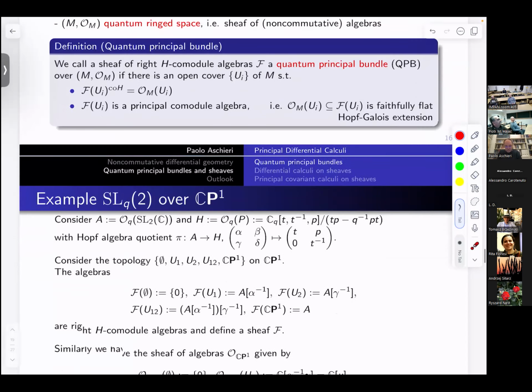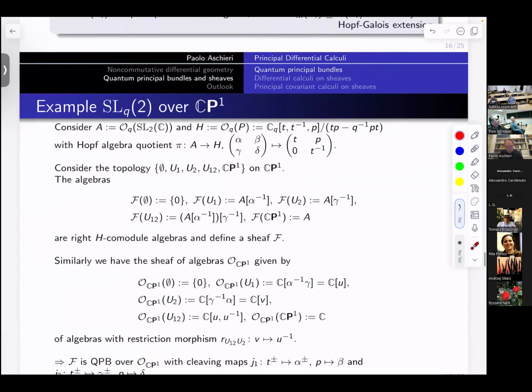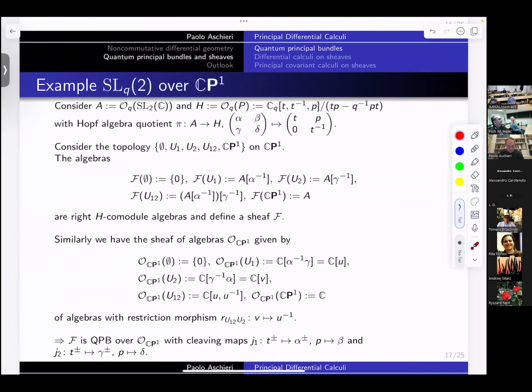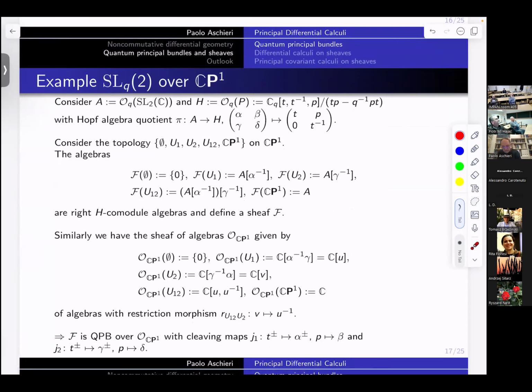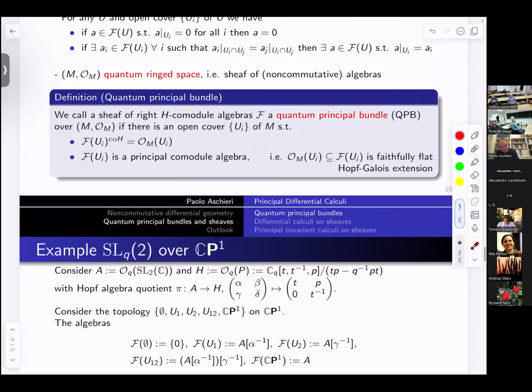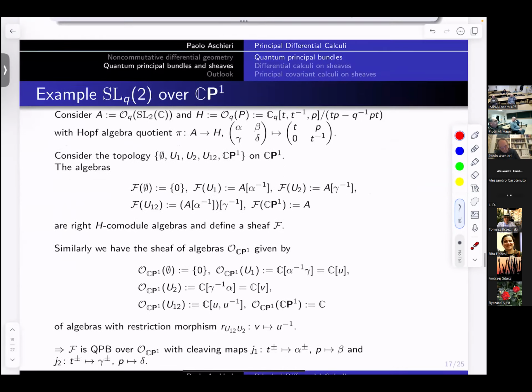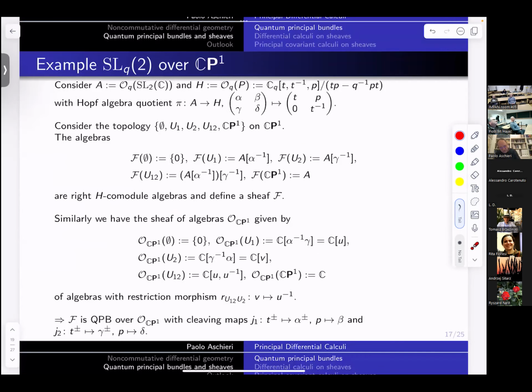Let's then see that the example of SL2, or if you want SL_q(2), we can do both at the same time, fits this definition. SL_q(2) is generated by these elements modulo q-commutation relations. The quantum parabolic subgroup is generated by these elements, again modulo q-commutation relations. And this is a Hopf algebra quotient from A to H that on the generators reads like that. Then we have to construct this sheaf and this sheaf here. Let's proceed. First of all, the sheaf of H-comodule algebras.